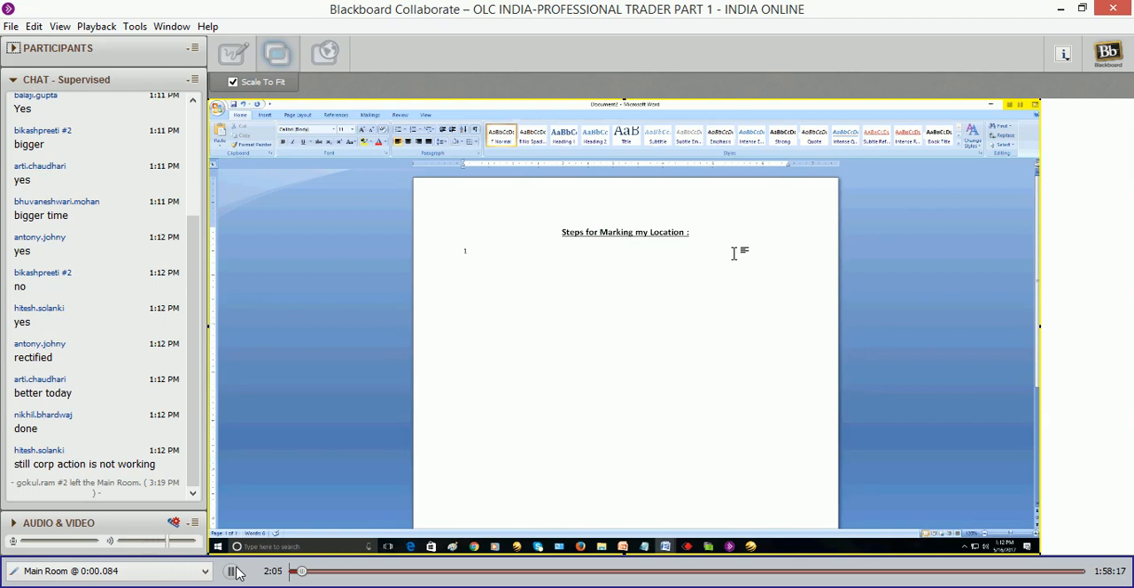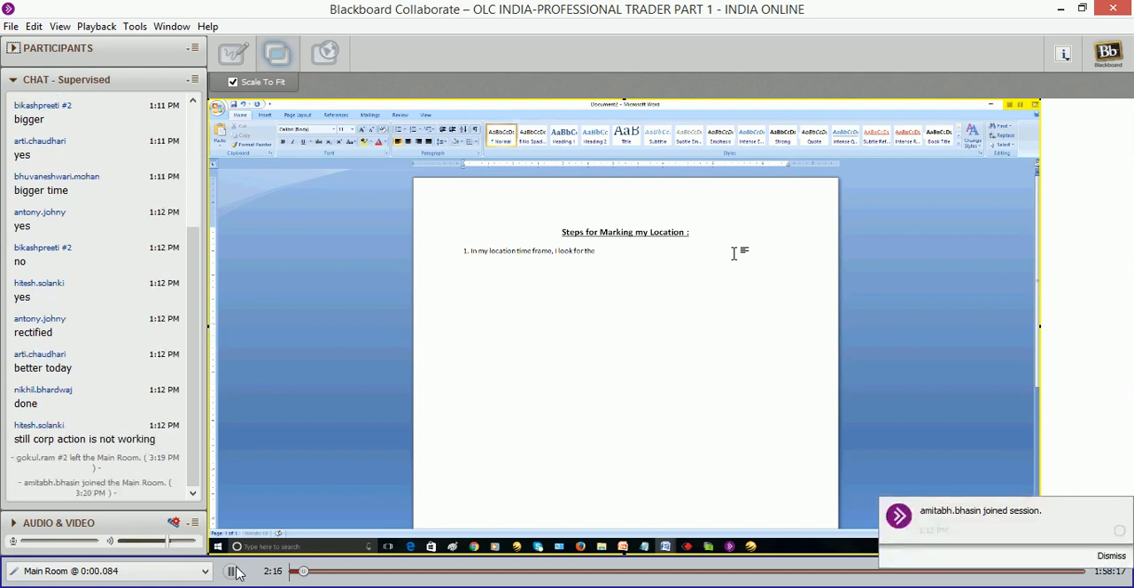Step 1. In my location time frame, or big picture time frame, I look for the closest fresh, that is untested, demand and supply zone. I look for the closest fresh, that is untested, demand and supply zone.